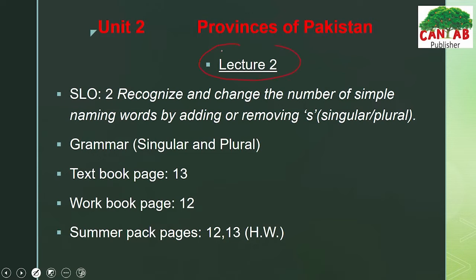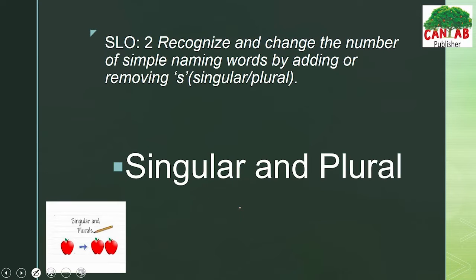Lecture number 2, as you can see on the screen, I'm going to read out the SLO: recognize and change the number of simple naming words by adding or removing S, called singular or plural. The topic in the textbook is in the grammar section, singular and plural. The page number you need for the textbook is page number 13. Workbook page number 12, and your homework is from the summer pack, once again, page number 12 and 13. This is the topic for today's lesson.